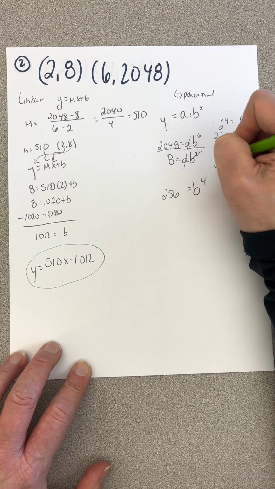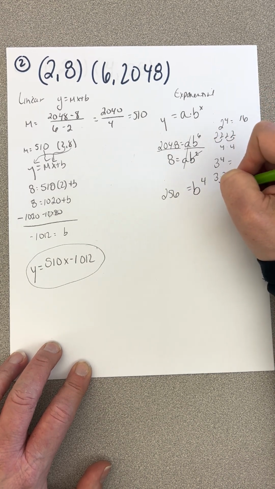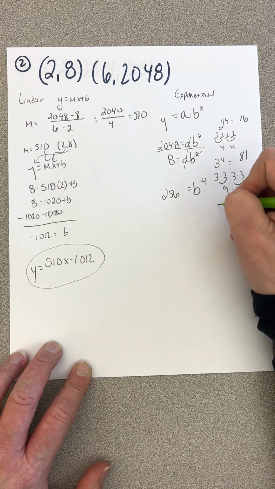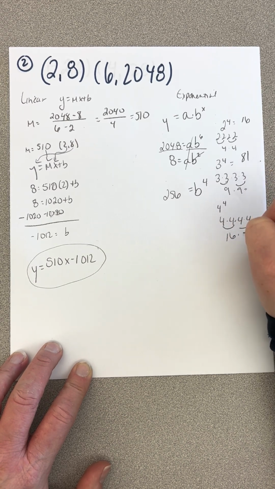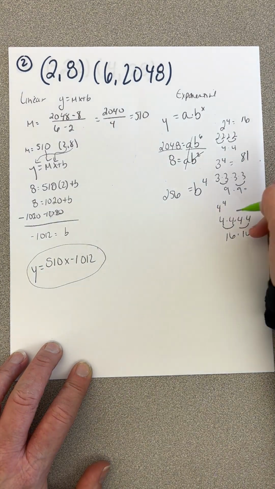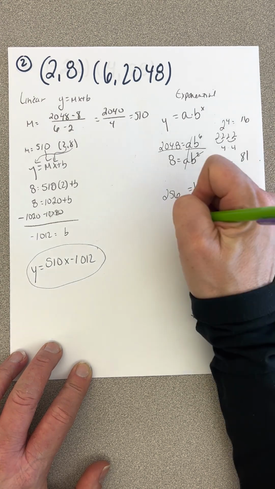That's not big enough. 3 to the 4th would be 3 times 3 times 3 times 3. 3 times 3 is 9, that would be a 9, and that would give me 81. 81 isn't big enough. 4 to the 4th is 4 times 4 times 4 times 4. 4 times 4 is 16, times another 16. 16 times 16 gives me 256. Got it. So what do I multiply by itself 4 times to get 256?